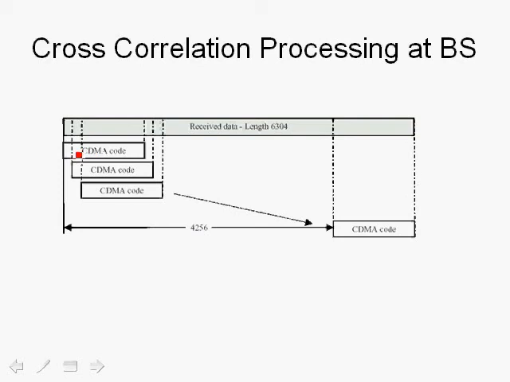Now this is done with a particular CDMA code. Then you pick the next CDMA code and repeat the process, because the base station has to figure out which CDMA code was sent. So it has to know what the CDMA code that was sent is and its timing offset. So this has to be repeated for all, for example, 255 more CDMA codes.